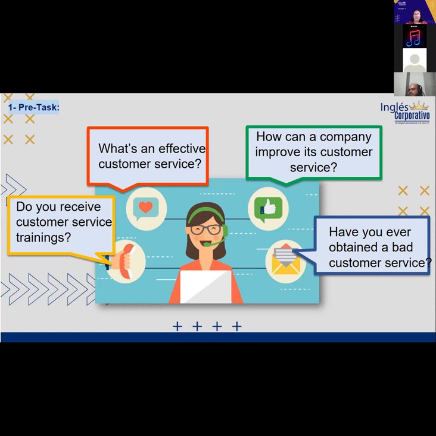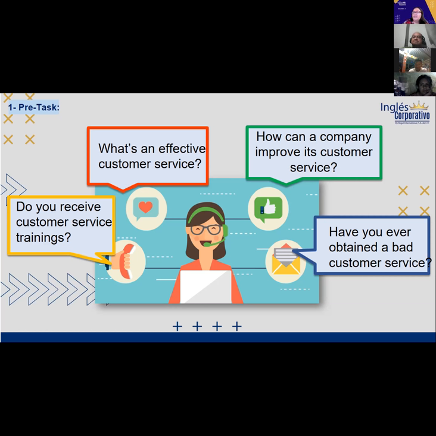Yes. And how can a company improve its customer service? ¿Cómo pueden hacer las empresas para improve, para mejorar su customer service? Training the personnel, teachers? Training the personnel, right? Monitoring, right? Training emotional intelligence. Okay, training in emotional intelligence, developing these skills of dealing with the customers, right? Attending the customer with good manners, being really trained and knowing about the service, knowing about the product, having experience, working efficiently. That's a good way of improving the customer service.